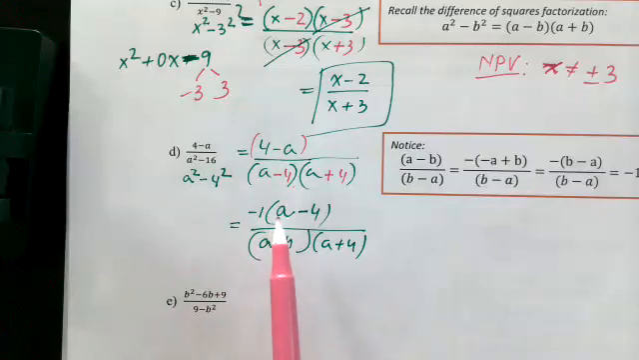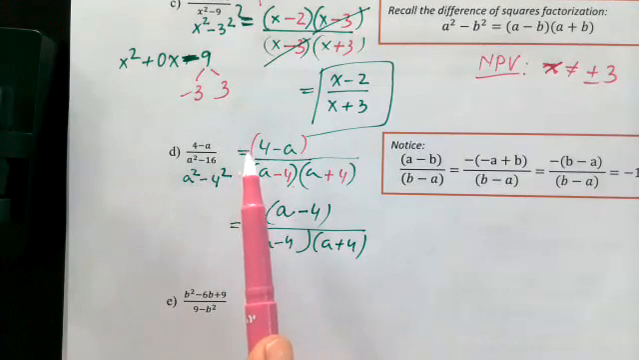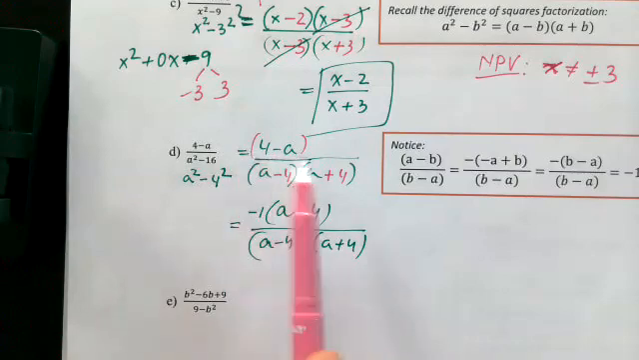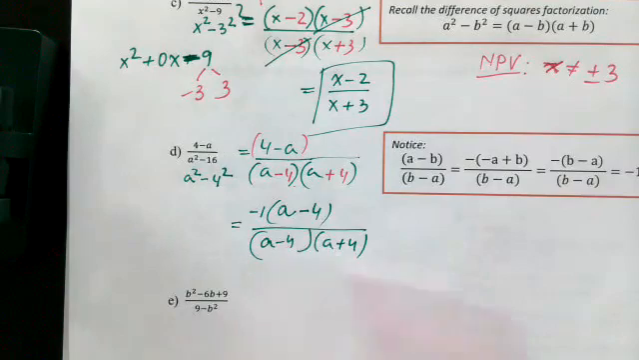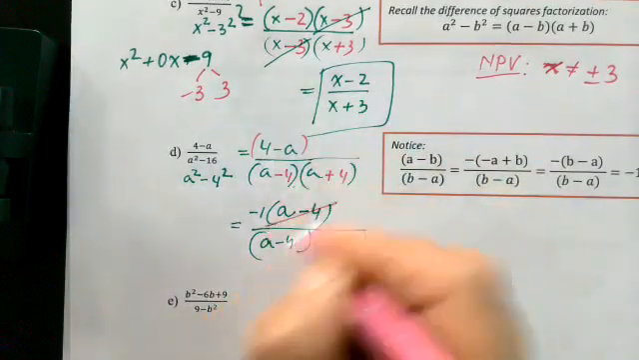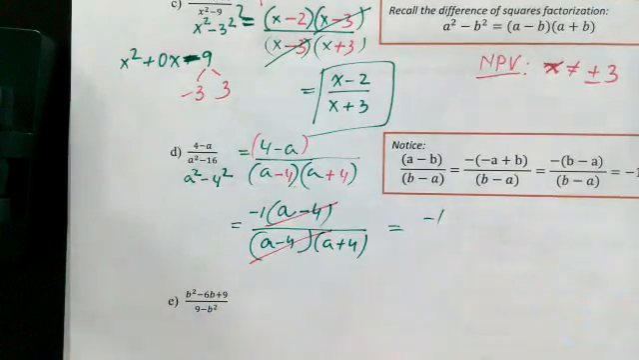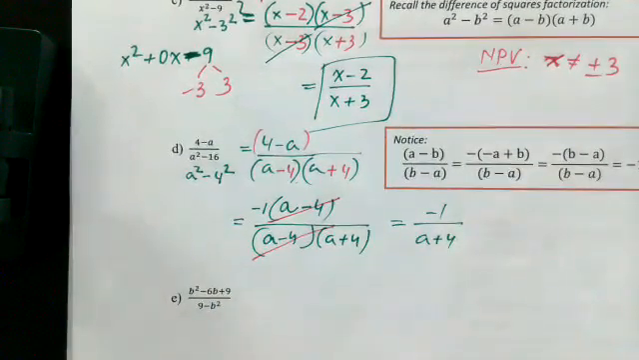I skipped a step in a way. I did a step in my head, because when you factor out the -1 from here, you would end up with -4 plus a if you just take them in that order. But then I just switch them over so they match. Make sense? Okay, so now I have a minus 4 over a minus 4. I can cancel these, and I'm going to be left with -1 at the top and a plus 4 at the bottom.